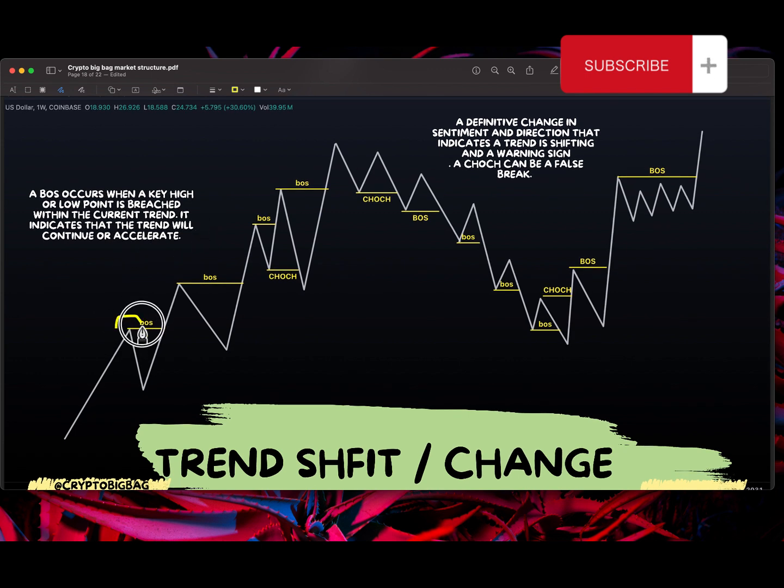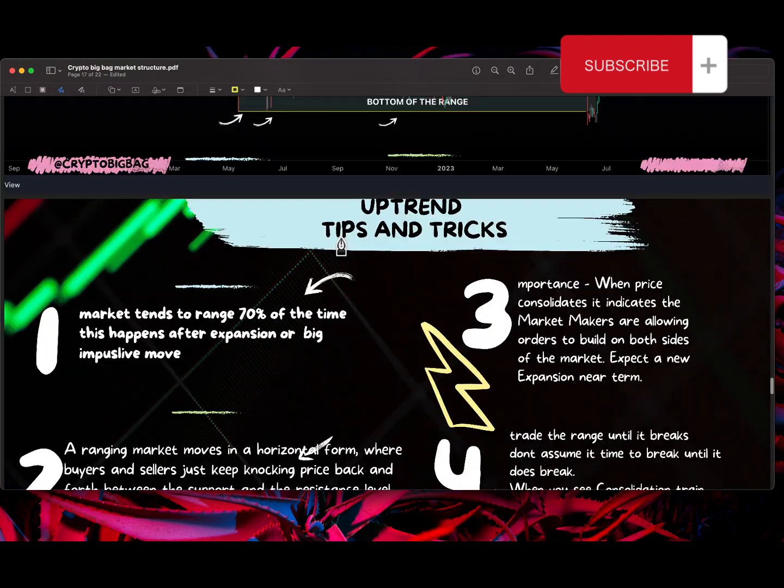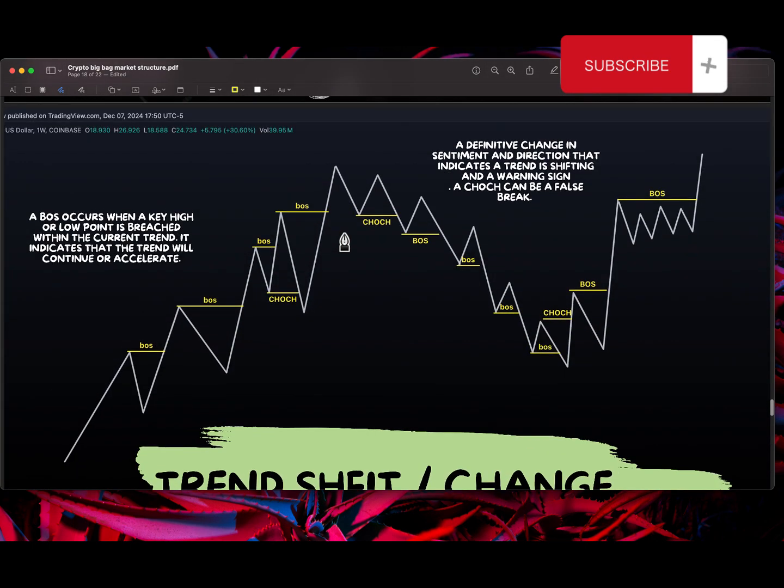This is where you break a high and the trend continues in the original direction. That is a break of structure, right? That's what you call the break of structure. So a CHoCH is a definite change in sentiment and direction that indicates a trend is about to shift, a warning sign. A CHoCH can be a false break, right? So that's why after we have a CHoCH, we have to wait for a BOS to confirm a trend shift.